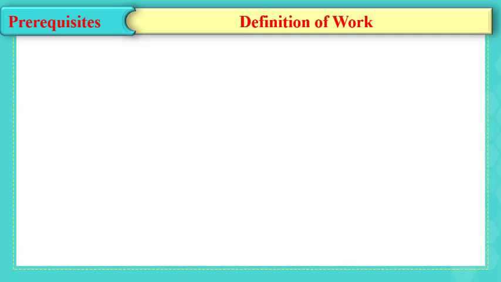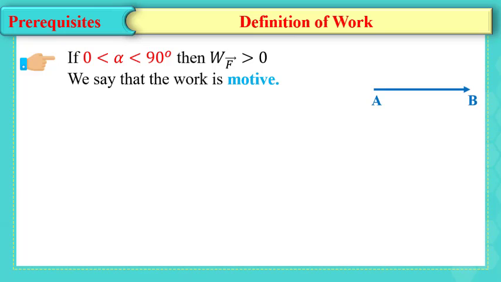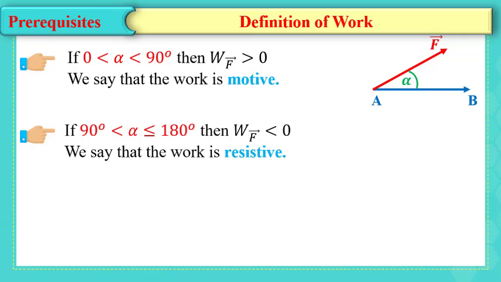How come we have different signs? If the angle is acute, the work is positive, and we say that it is motive. When it's obtuse, the work is negative, and we say that the work is resistive. And it depends on the direction of F with respect to AB.